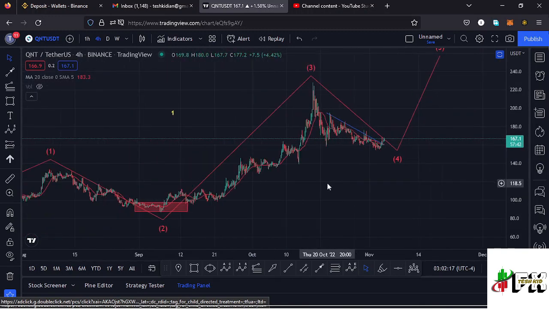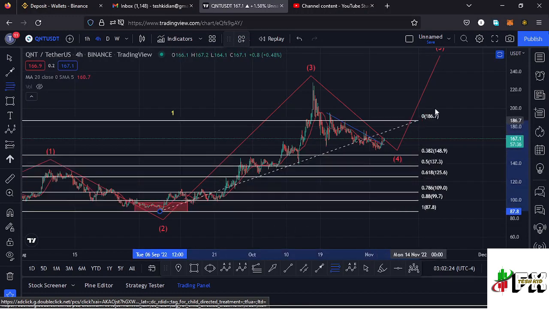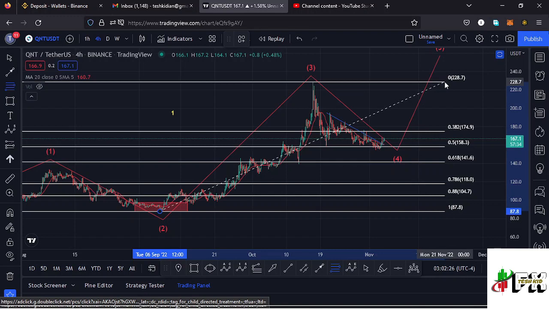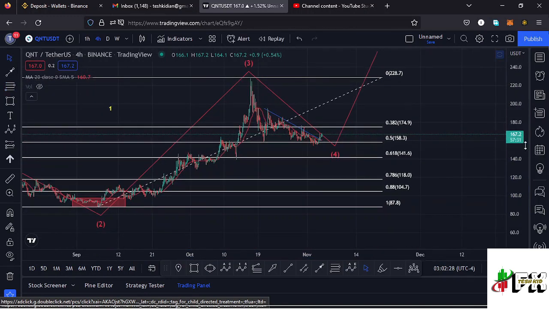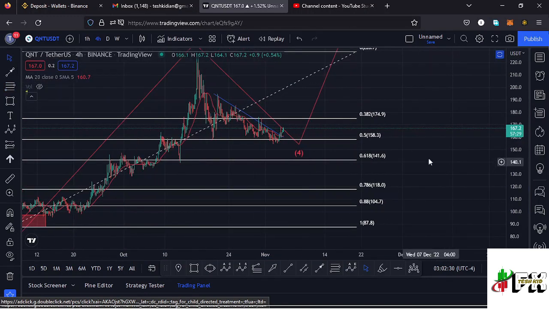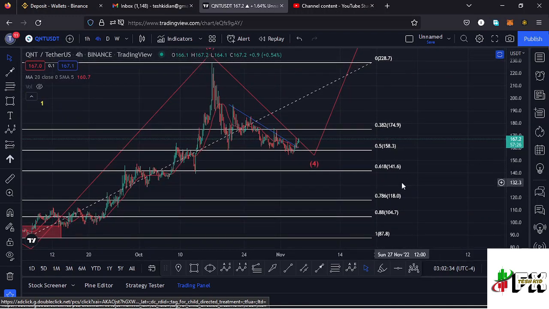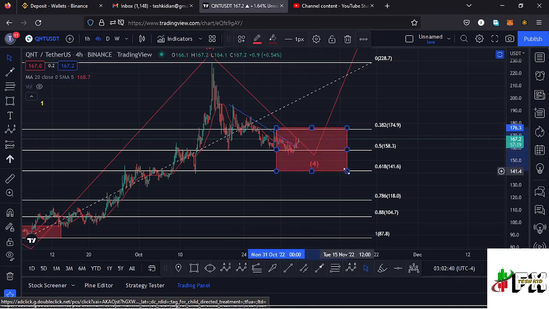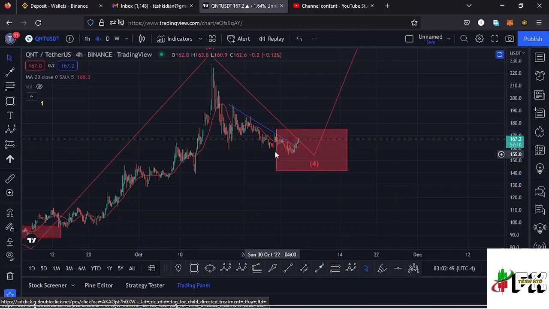And because a fourth wave is a retracement of the third wave, we can use the Fibonacci's, connecting them from the low of that wave 2 to the high of that wave 3 to give us a minimum retracement area in the formation of a wave 4 between the fib level 0.382 and the fib level 0.618. And I can mark that target area here on the charts like that, and that target area lies between the $174.9 mark and the $141.6 mark, and you can see that Quant has retraced into that target area.